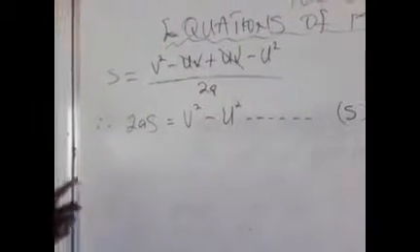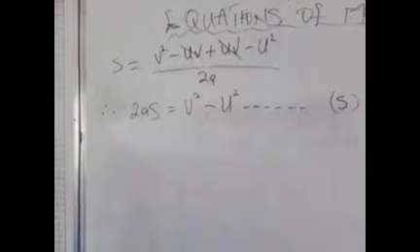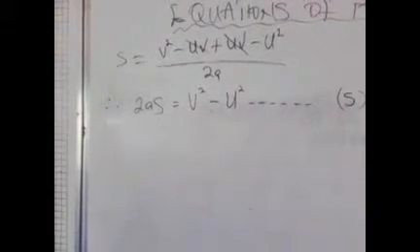So what we now have, by cross multiplication, is 2AS equal to V squared minus U squared. So that gives us the fifth equation of motion.